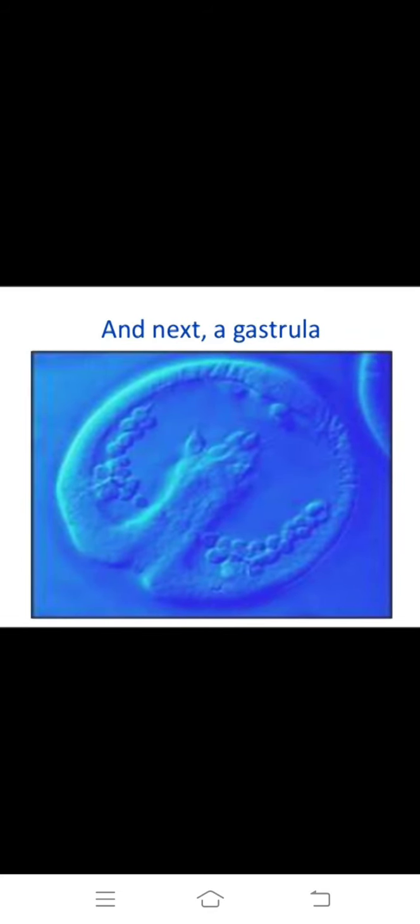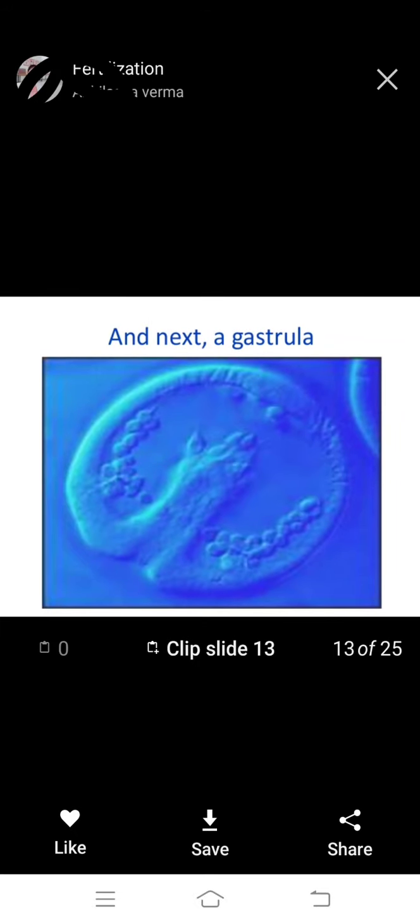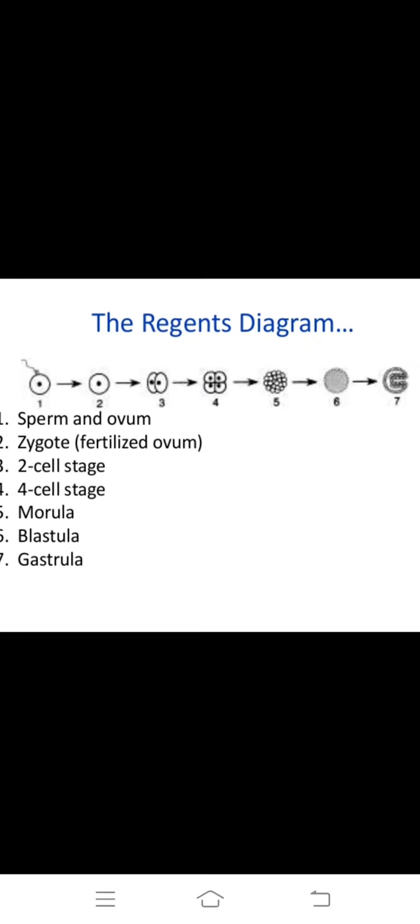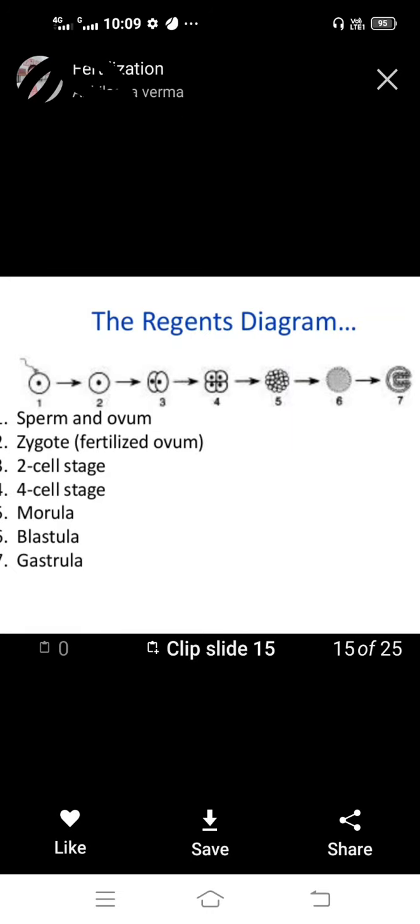Next, gastrula formation. It forms the gastrula. This diagram shows gastrula formation, and in the late gastrula we observe the ectoderm, endoderm, and mesoderm. In the diagram, first we observe the sperm and ovum.